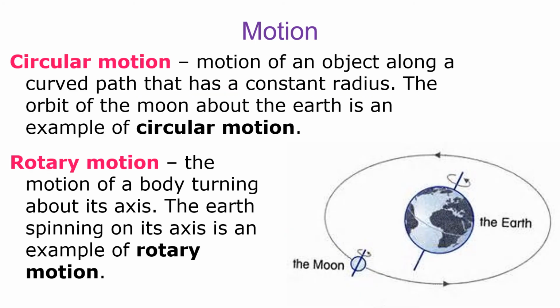Circular motion is the motion of an object along a curved path that has a constant radius. The orbit of the moon about the Earth is an example of circular motion. Rotary motion is the motion of a body turning about its axis. The Earth spinning on its axis is an example of rotary motion.